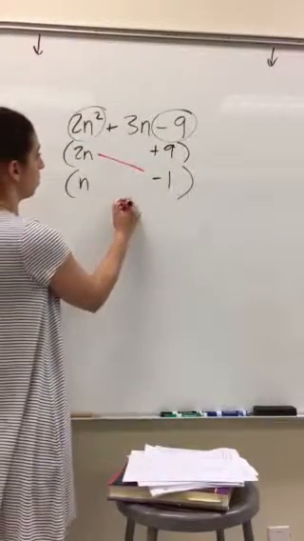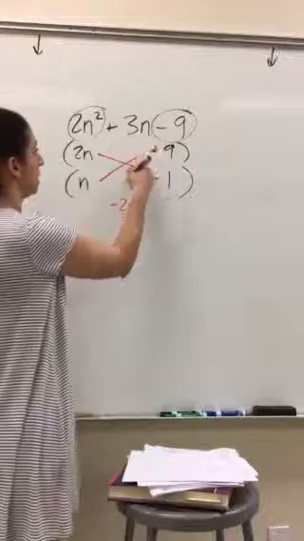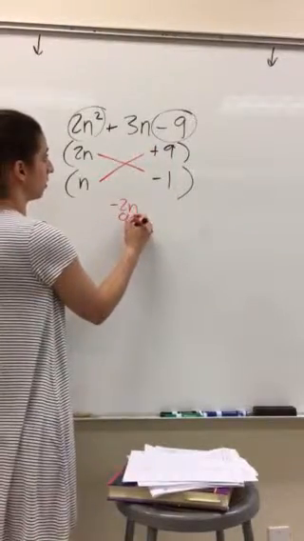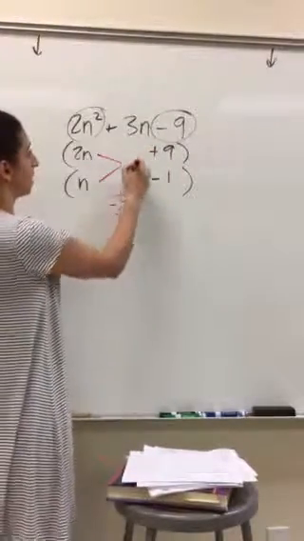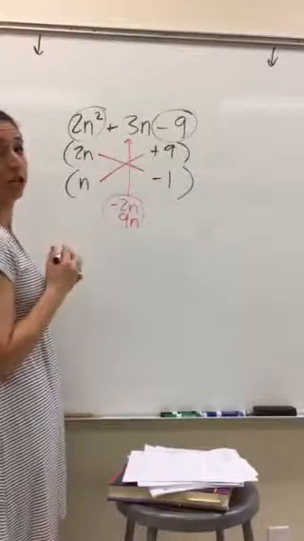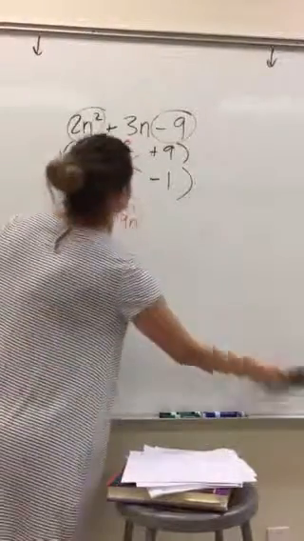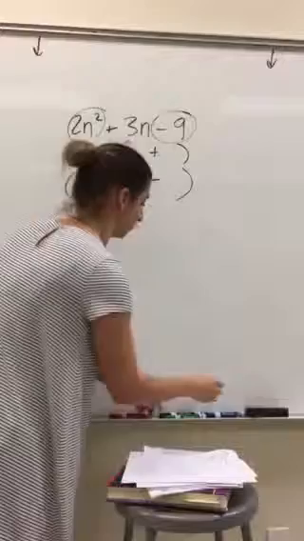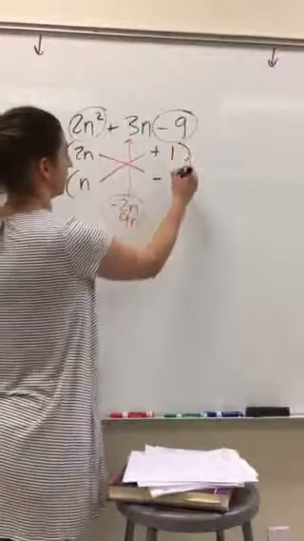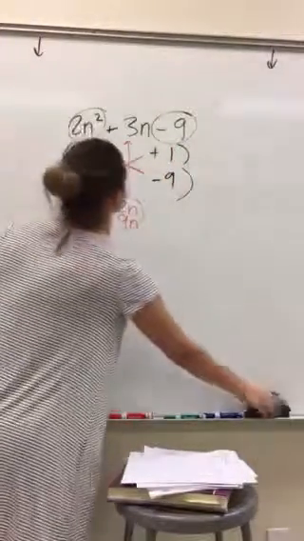2n times minus 1 is minus 2n. N times positive 9 is positive 9n. If I add these up, do I get positive 3? No. So I can try switching them. So this time 1 and 9. And let's try again.